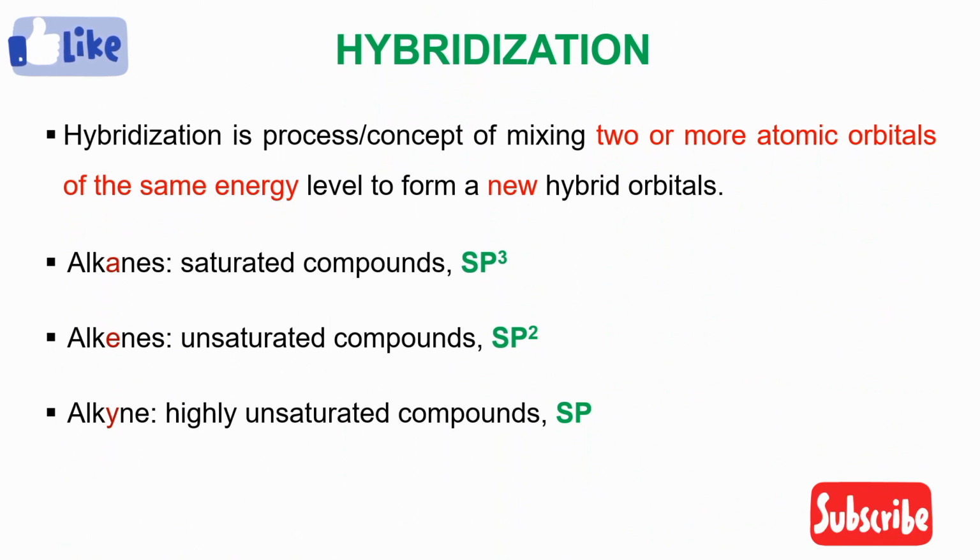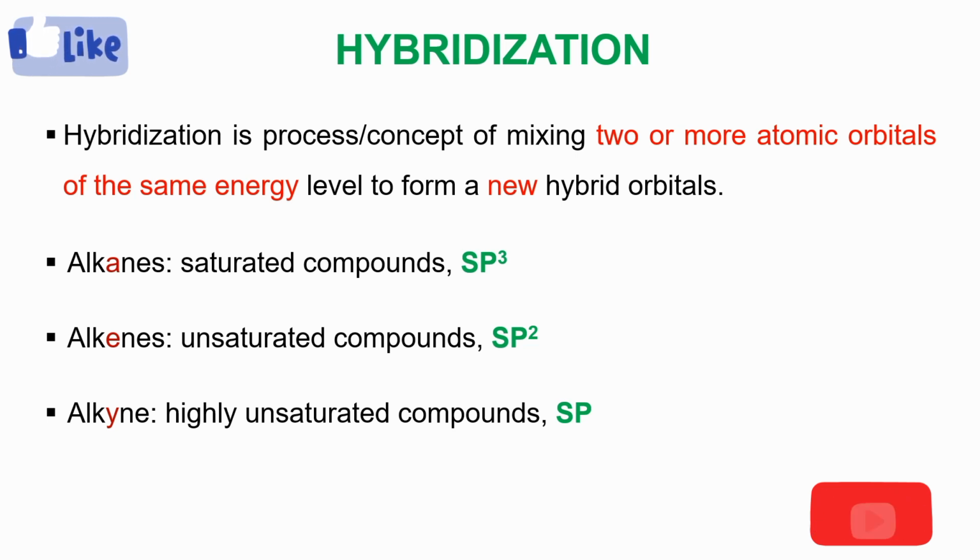What is actually hybridization? It simply means the mixing of two or more atomic orbitals of the same energy level to form new hybrid orbitals. Now, the key word there is that there must be a mixing, and that mixing must involve two or more atomic orbitals. And these atomic orbitals must be on the same energy level, and they must form new hybrid orbitals. They are not just forming hybrid orbitals, but new hybrid orbitals.